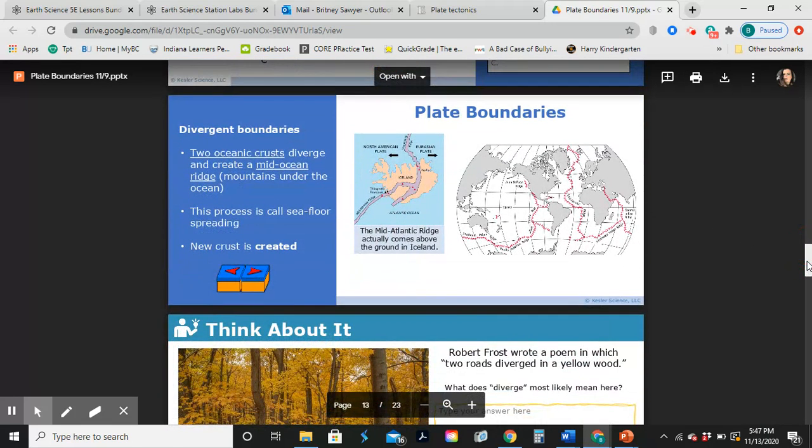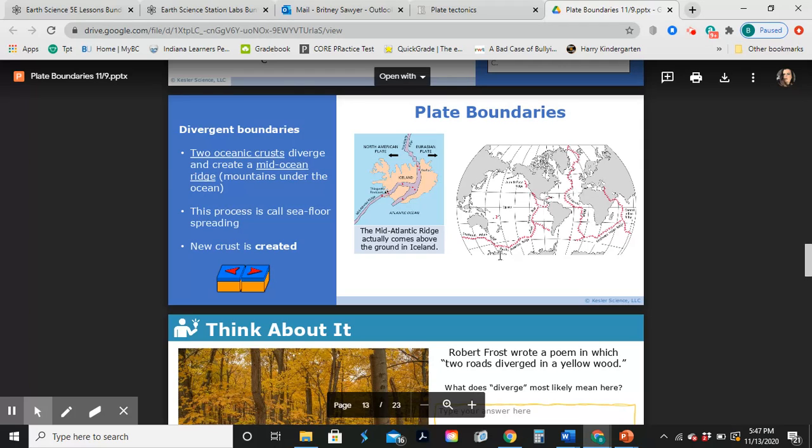Divergent boundaries is when two oceanic crusts diverge and create a mid-ocean ridge, which are mountains under the ocean. This process is called seafloor spreading. This is where new crust is created. This is also an example of a subduction zone because you have new land being created.